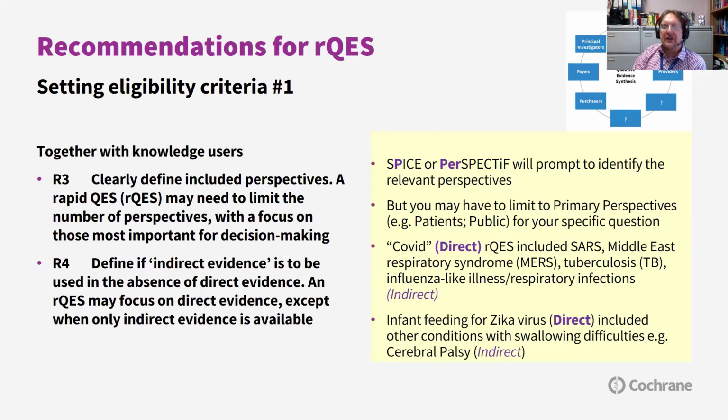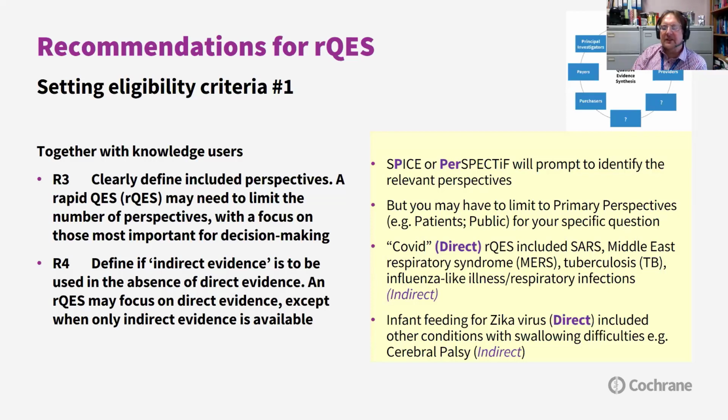And that was exemplified in the Cochrane Rapid QES by entertaining such conditions as SARS and MERS and tuberculosis and flu-like illnesses as a way of understanding how we can treat with barrier control of COVID. And the reason for that I've already mentioned. There wasn't enough qualitative evidence on COVID, so we had to, if you like, extrapolate from related conditions. And this is more common than we might expect.